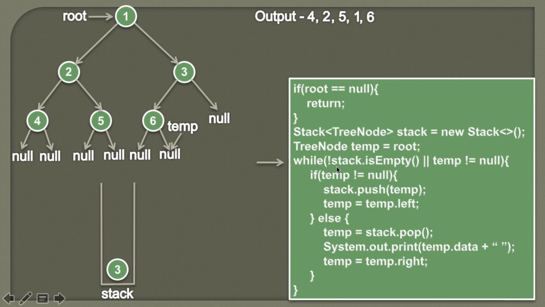In the while block we'll check whether stack is empty or not. Currently stack is not empty, so this condition comes out to be true. But temp is pointing to null. So the overall condition comes out to be true, so the while block executes. We check whether temp is equal to null or not. Here temp is equal to null, therefore the condition in the if block comes out to be false. So the else block will be executed.